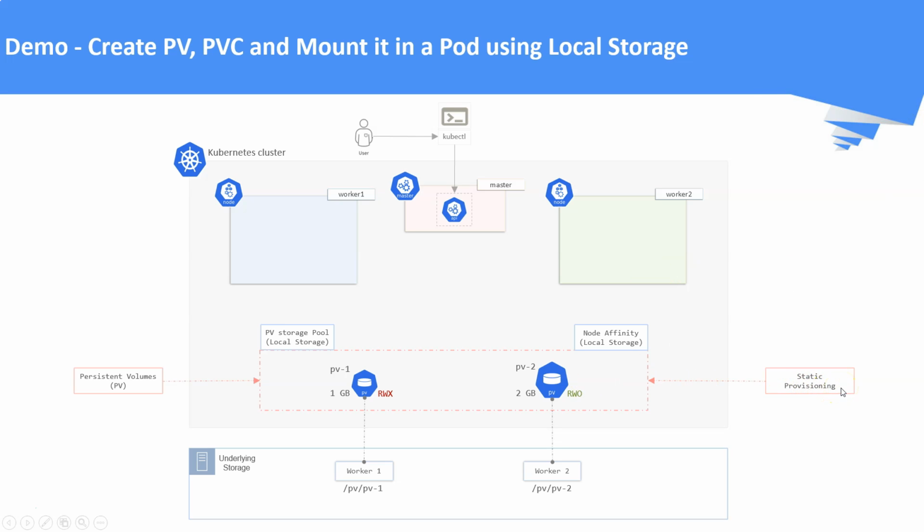When we are using the local storage, it is mandated to specify the node affinity constraints for your PVs so that the PVs will be created in the appropriate node's storage system. Once the PVs are created, we will be creating persistent volume claims, that is PVCs. Based on the properties of the PVC request, these PVCs will get bound to the appropriate PVs.